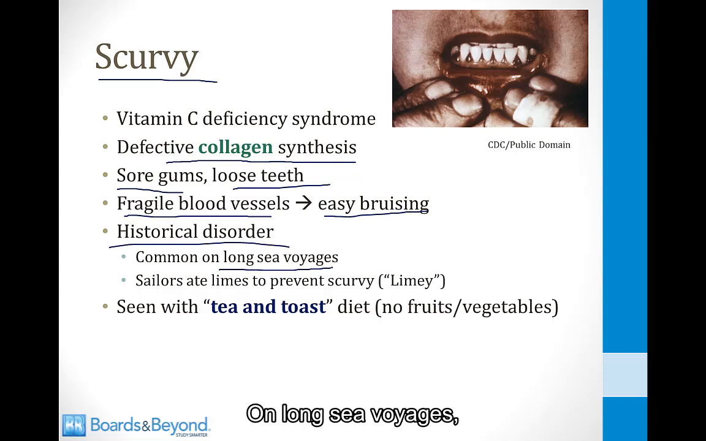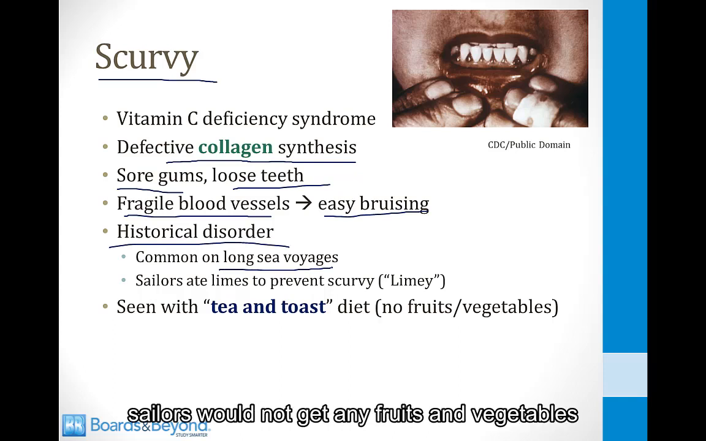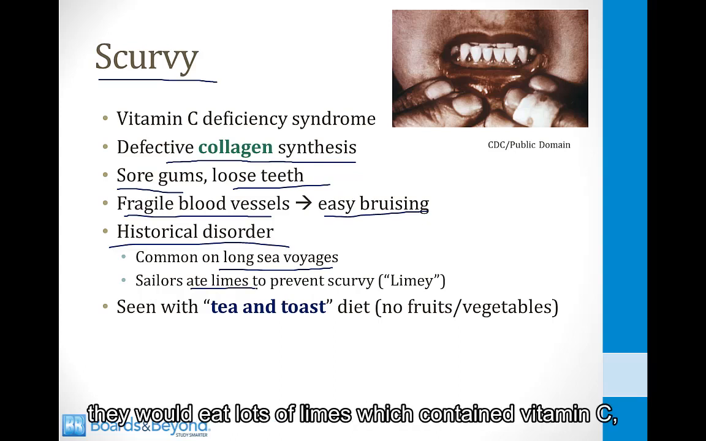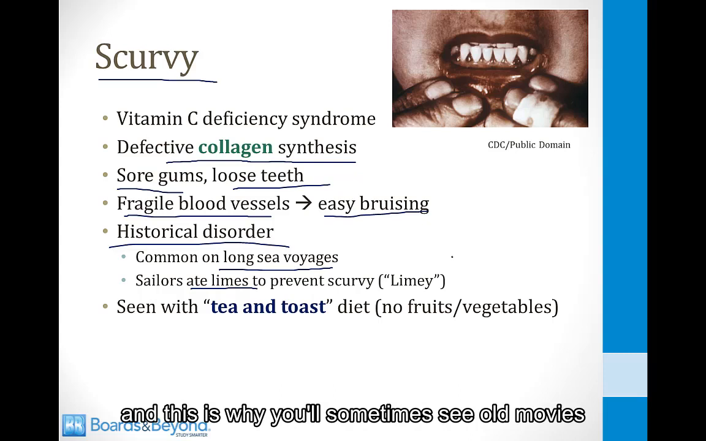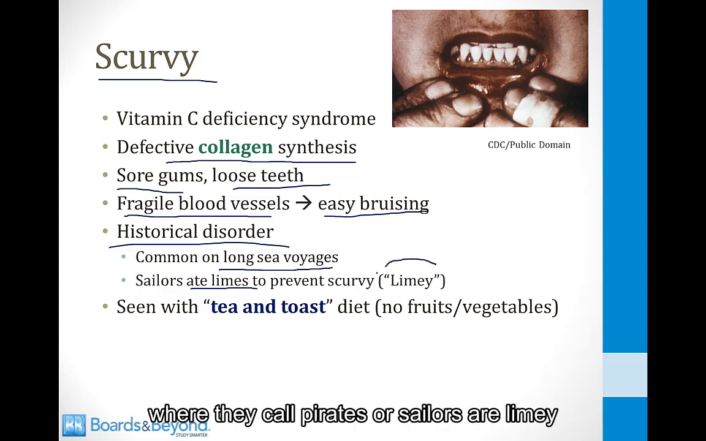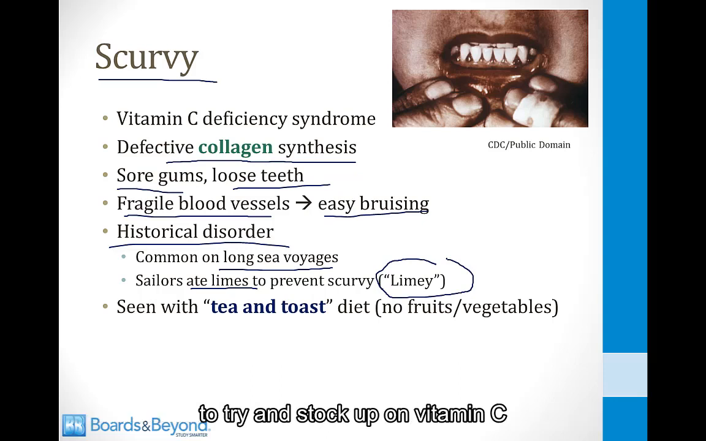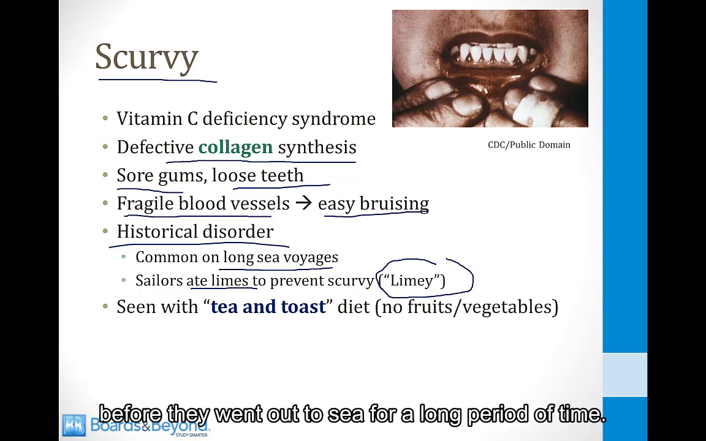On long sea voyages, sailors would not get any fruits and vegetables, and they would develop scurvy, and they would often die. As a result, when sailors were at port, they would eat lots of limes, which contained vitamin C. And this is why you will sometimes see old movies where they call pirates or sailors a limey, and that's because those people were always eating limes to try and stock up on vitamin C before they went out to sea for a long period of time.